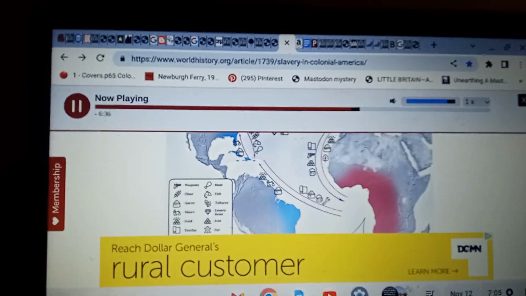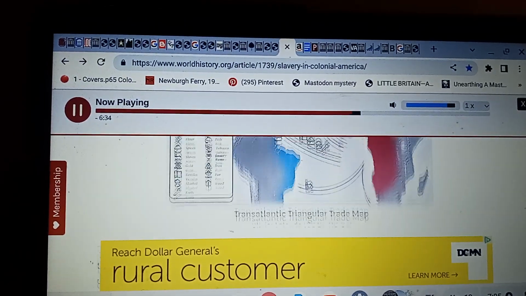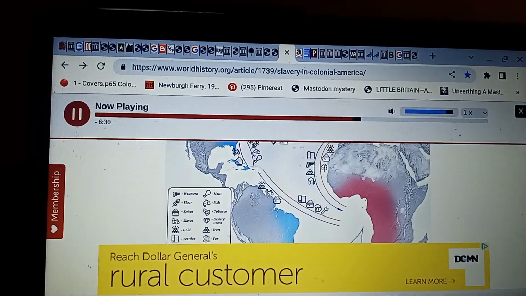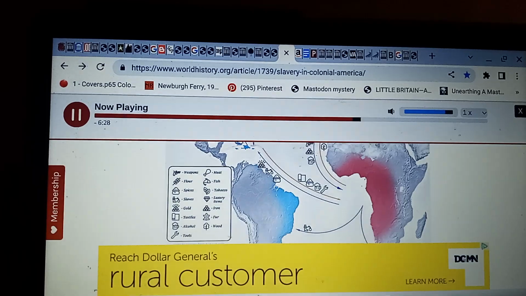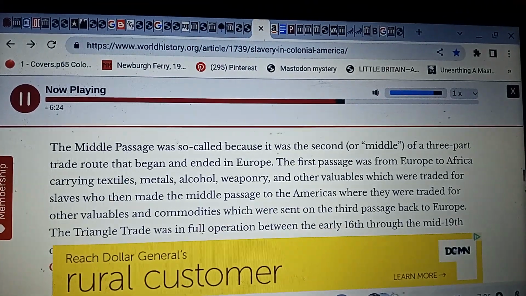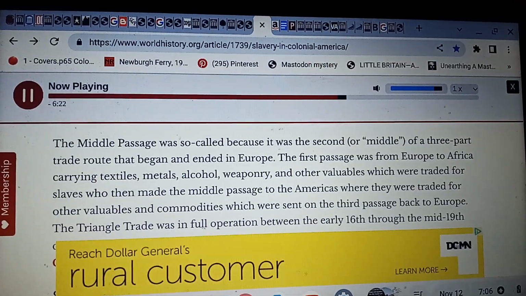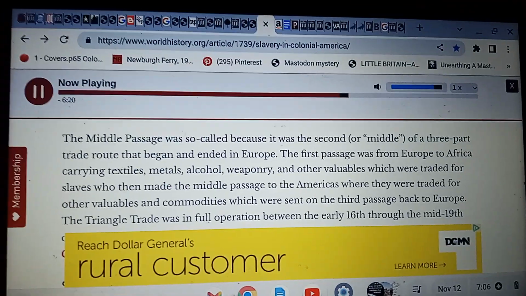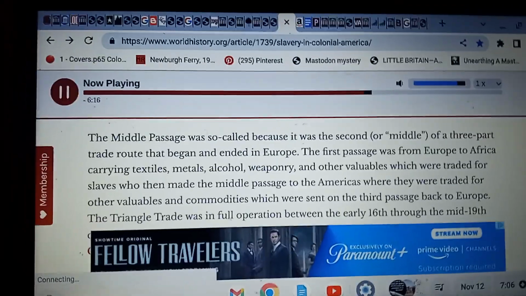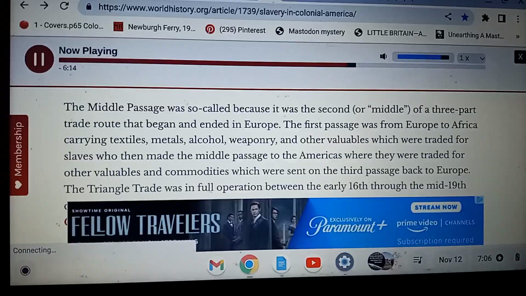The Middle Passage was so called because it was the second, or middle, of a 3-part trade route that began and ended in Europe. The first passage was from Europe to Africa, carrying textiles, metals, alcohol, weaponry, and other valuables which were traded for slaves, who then made the Middle Passage to the Americas, where they were traded for other valuables and commodities, which were sent on the third passage back to Europe.